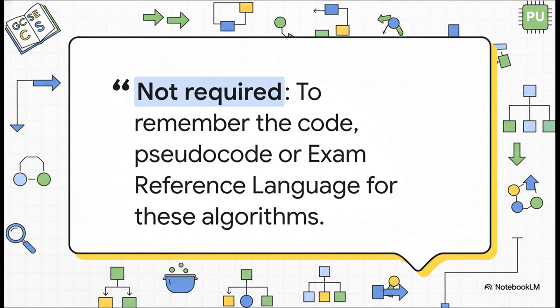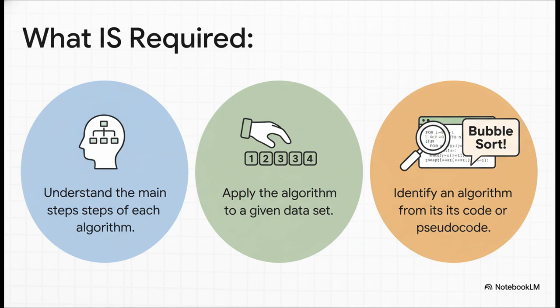Huge, right? So, if you don't need to memorize the code, you're probably wondering, what do I need to know? Well, it comes down to 3 key skills. First, you need to understand the main steps of how each one works, like what's the big idea behind a bubble sort. Second, you need to be able to actually do it. If they give you a list of numbers, could you perform the sort by hand on paper? And third, if they show you a piece of code, you need to be able to look at it and say, I see what's happening here. That's an insertion sort. It's all about understanding and applying, not just memorizing.